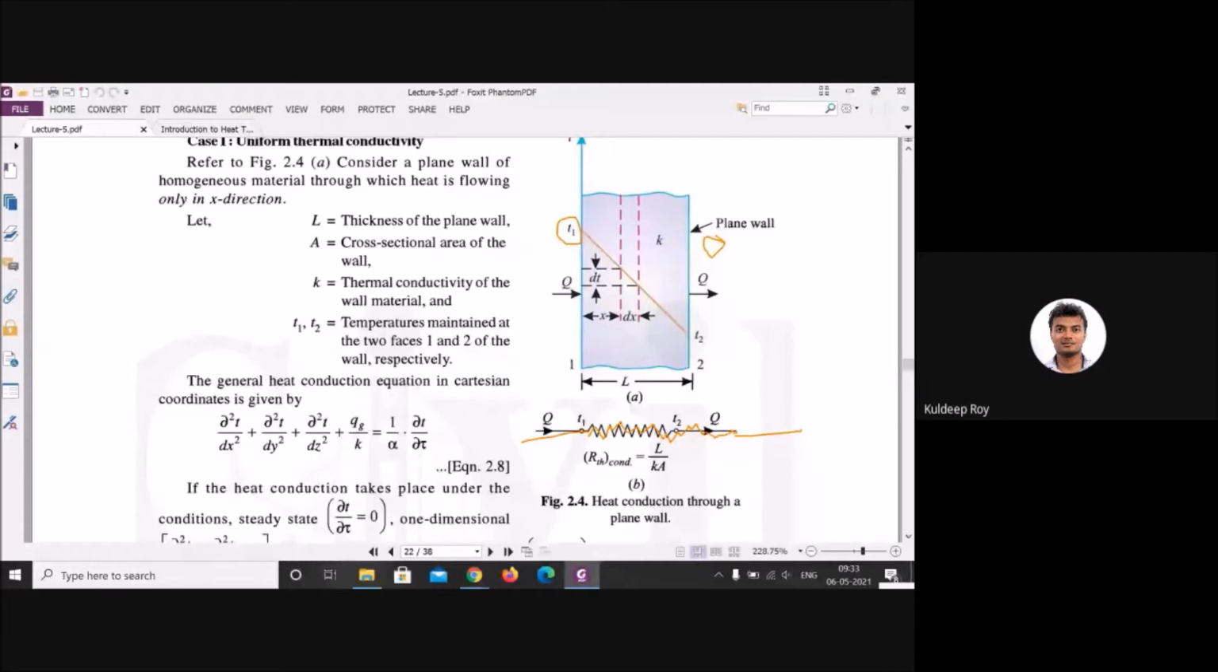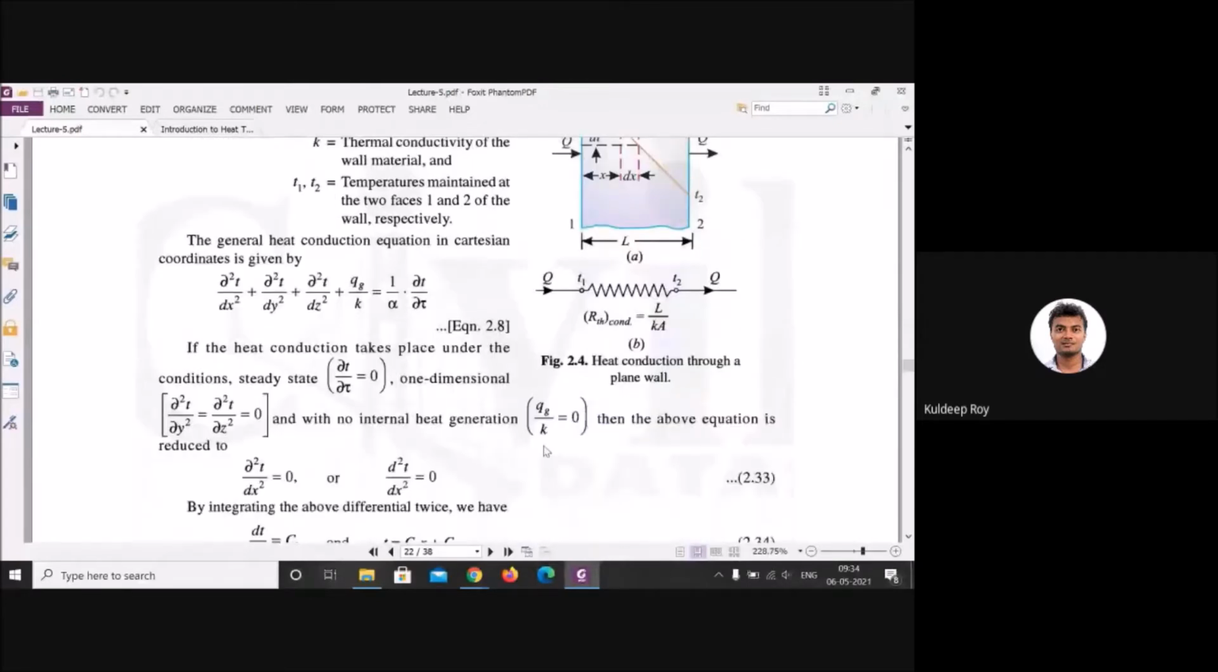So we have discussed how the resistance is nothing but the ratio of L by KA. L is the length, K is the thermal conductivity, and A is the area of that slab or any kind of surface. You can easily determine the resistance.